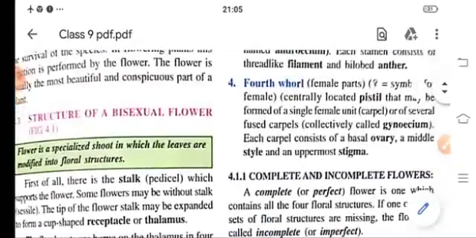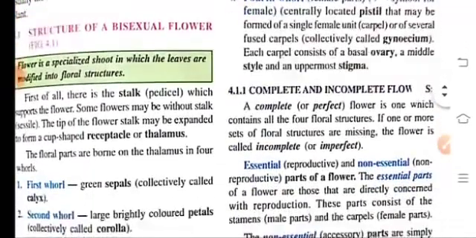Now flowers are said to be complete and incomplete. So what is a complete flower? The complete flower is one in which all the four whorls are present. That means sepals, petals, androecium and gynoecium. Whereas incomplete flower is one in which any one of the floral parts is missing. It is also said to be imperfect.